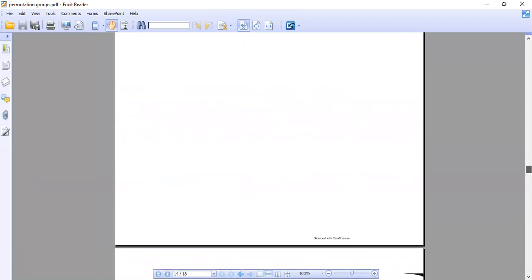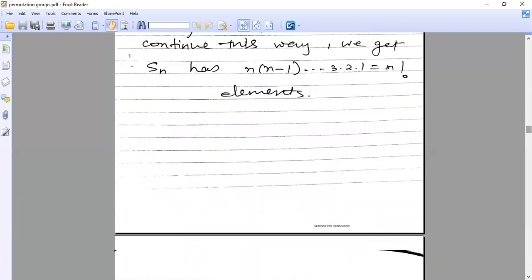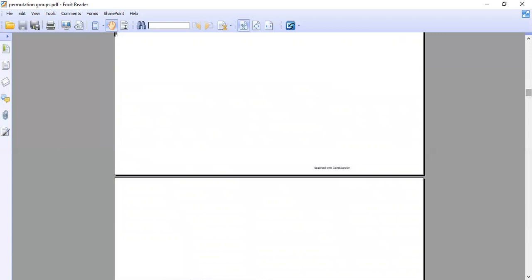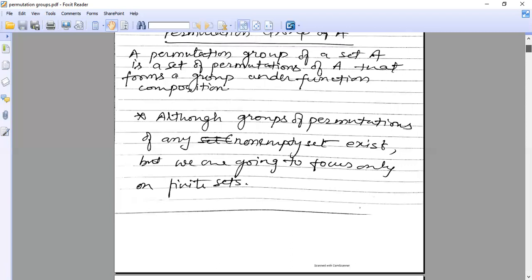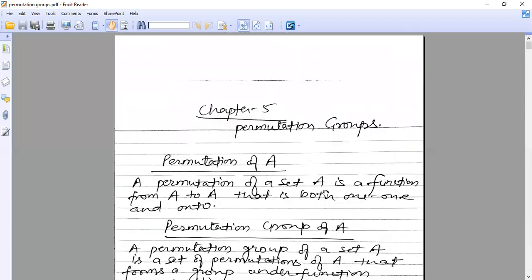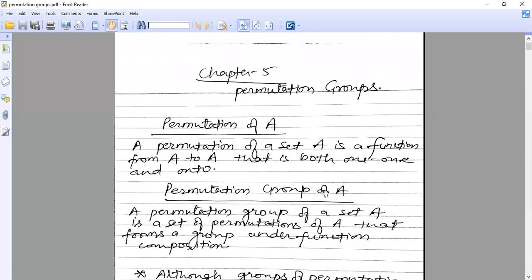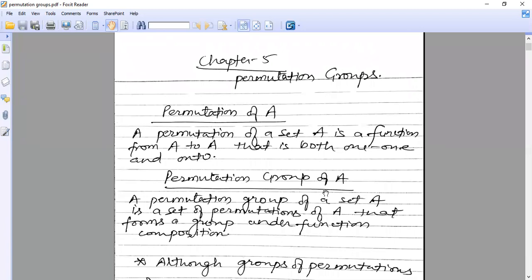In the next video, we are going to start the next chapter, which is about cosets, or we will see what we can do further in permutation groups. A few more results, if possible.